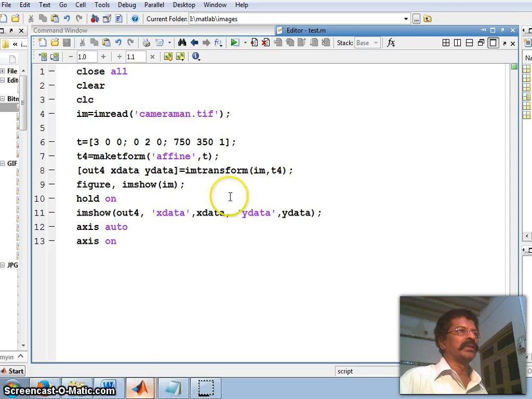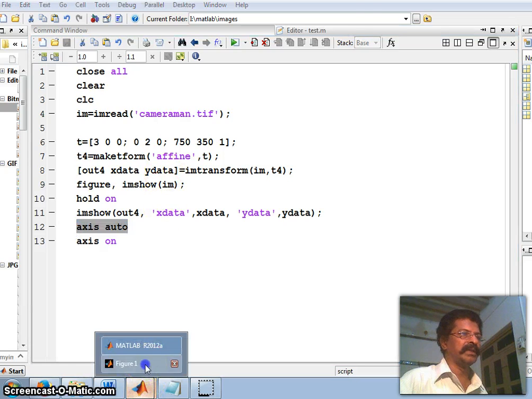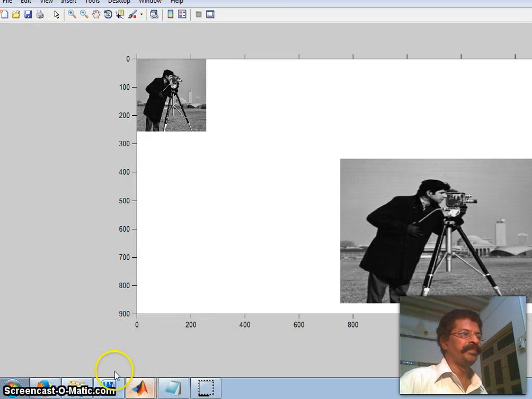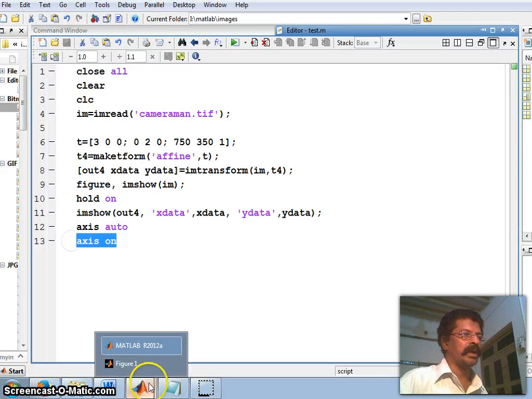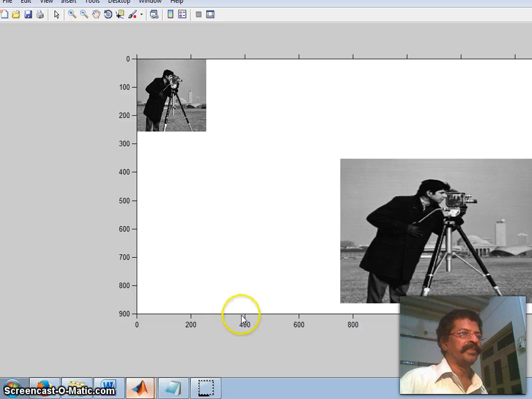Right, therefore axis equal R2 means it generates the axis automatically, and the second one, axis on, is because it shows the values of this image. This has given a simple understanding of all the transforms which are applied on the image.